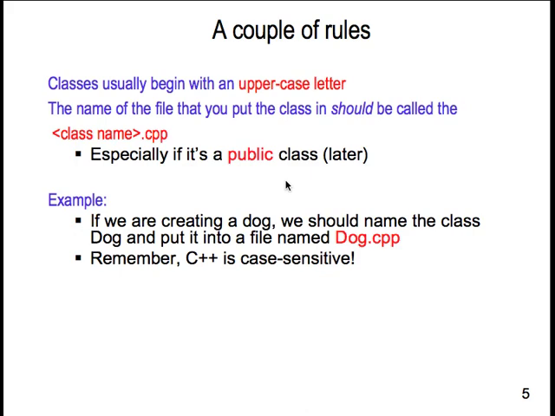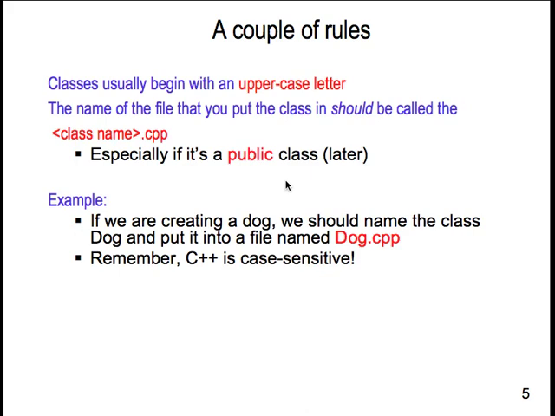The classes usually begin with an uppercase letter, so capital D-O-G, capital C-O-G, C-A-T, in terms of the file names. And the name of the file that you put the class in should be the name of the class.c++. In Java, that's an absolute must. In fact, you won't be able to compile it unless the file is actually called the same name as the class that's defined inside of it. In C++, not a must, but a nice naming convention.